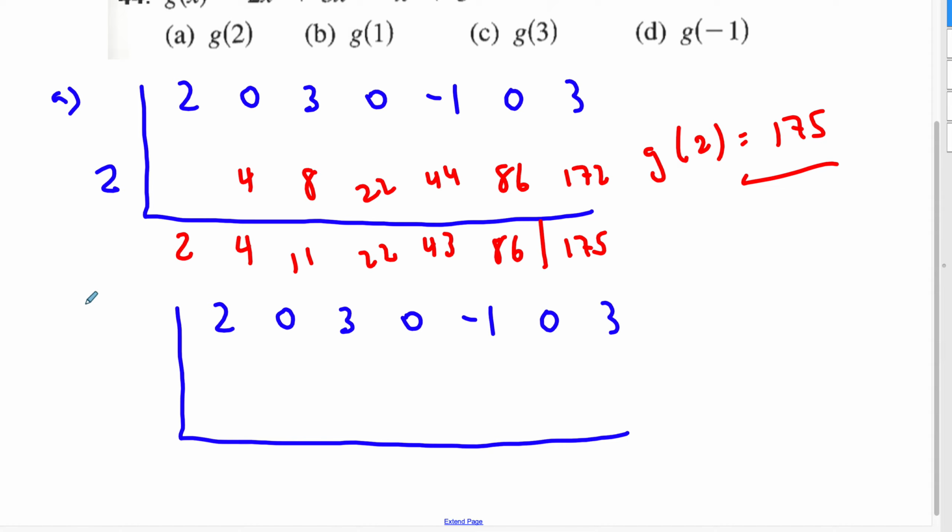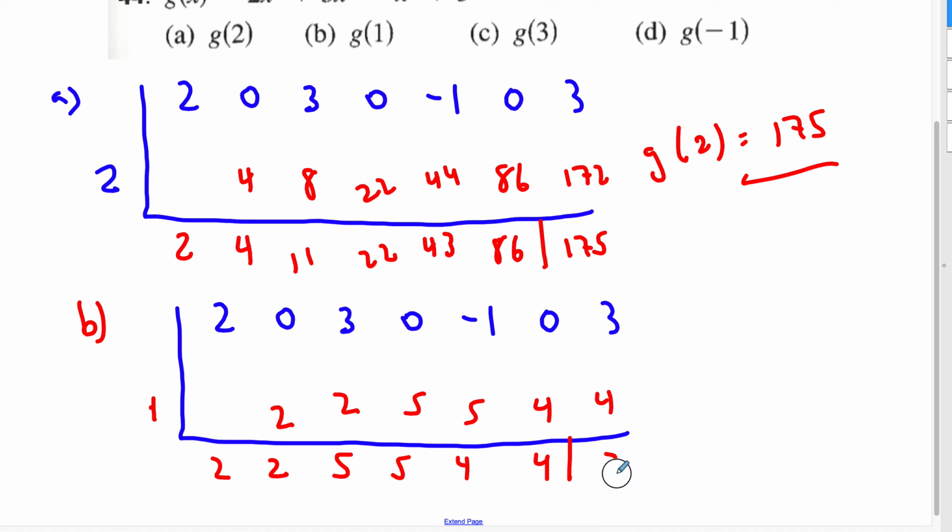So for B, we're going to do divided by 1, and then we add. 1 times 2 is 2, and we add. 1 times 5 is 5, and we add. 1 times 5 is still 5, and we add. 1 times 4 is 4, and we add. And this tells me that g of 1 equals 7.